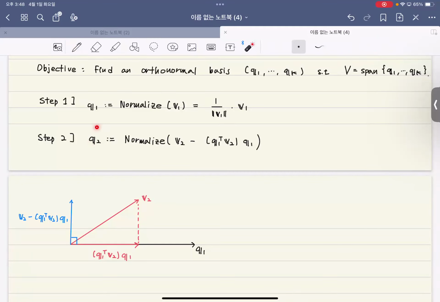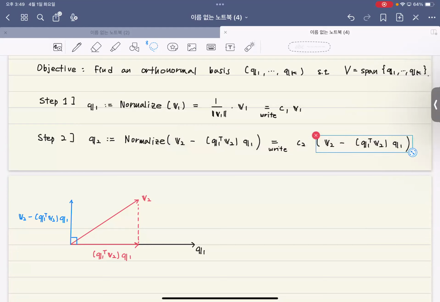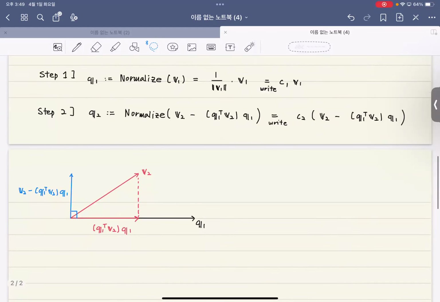Then that is going to be your second orthonormal vector Q2. For simplicity, I will write this as C1 times V1, and I will say this is C2 times this. Okay. All right.